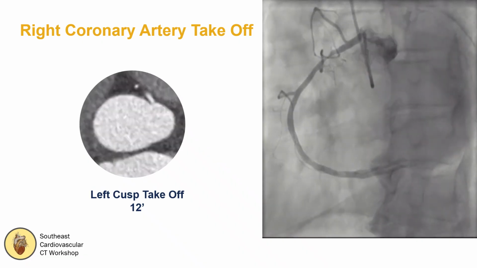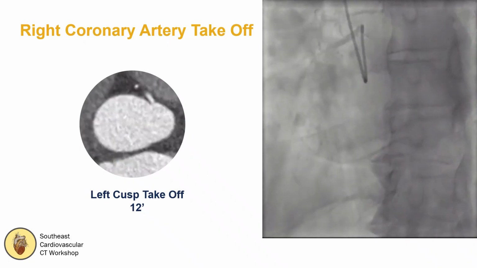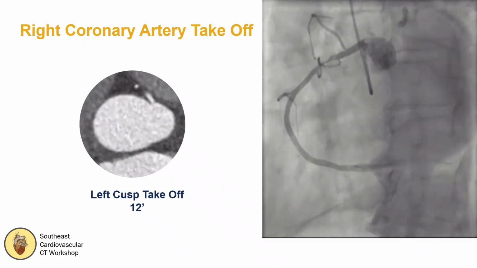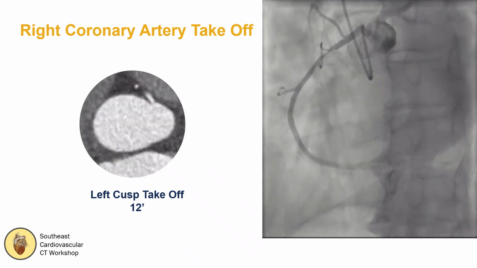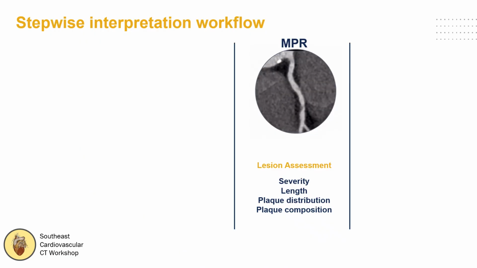And here we have a more extreme example where the RCA originates from the left coronary cusp. These anomalous origins can significantly affect procedural strategy and catheter selection. Knowing that beforehand, again, provides an excellent roadmap before intervention. Once we understand access and coronary anatomy, we move into detailed lesion assessment using multiplanar reformations.